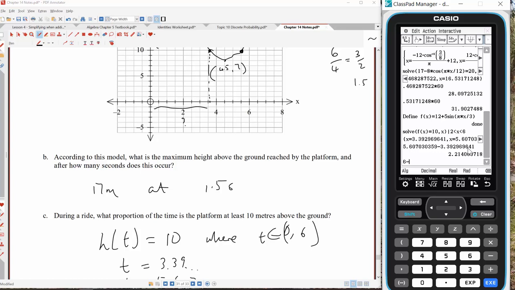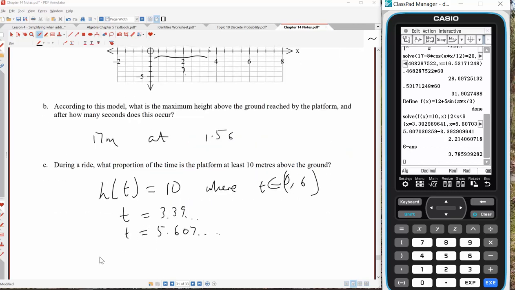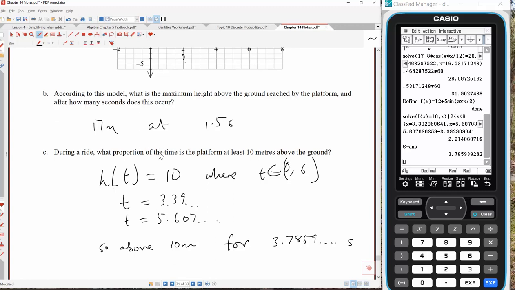Now we're going to do 6, take away the answer, so whatever's in the answer slot, which means above 10 meters for 3.7859... seconds. Okay, and that is the most exact answer that we can provide. Really, if this was an exam, what we would have got you to do is approximate to 2 decimal places or something like that. So yeah.